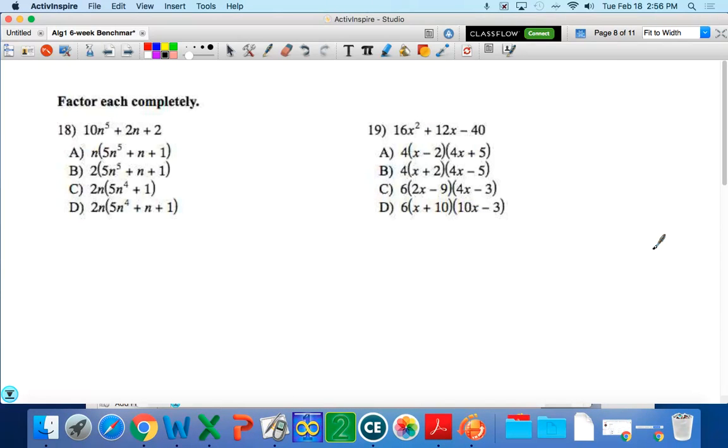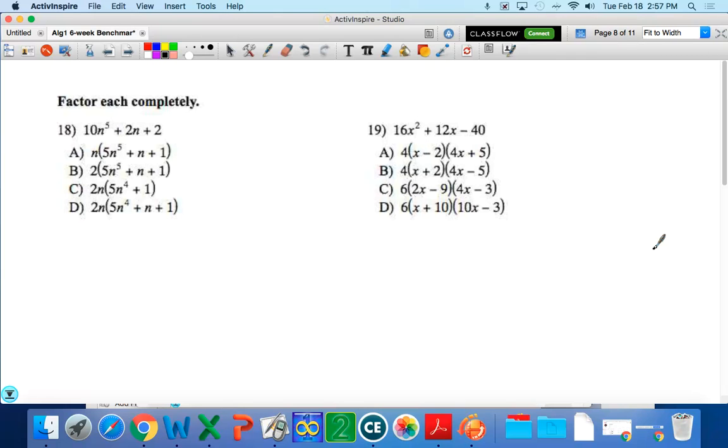Number 18 is where we begin the longest section of the test. It's broken up into two miniature sections. First 4 or so are just factoring problems. And then the last 3 are factoring, but really we're looking for the zeros. This is part of that first section.